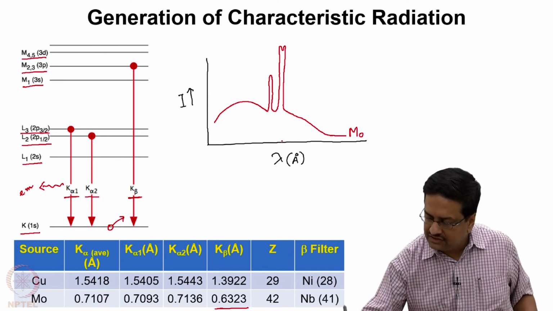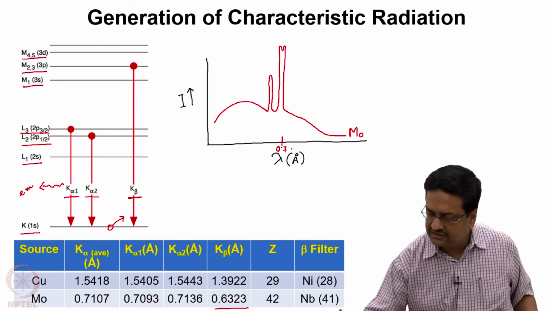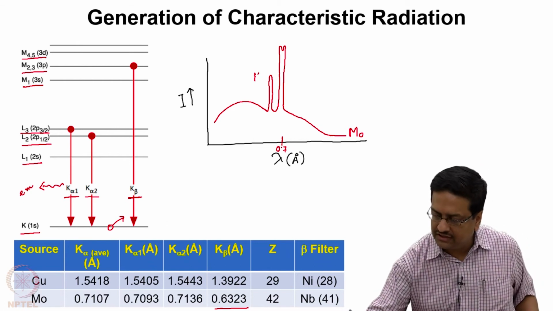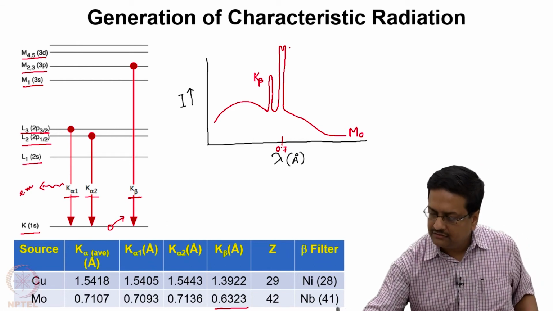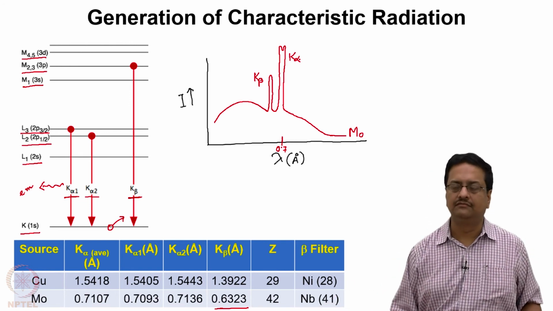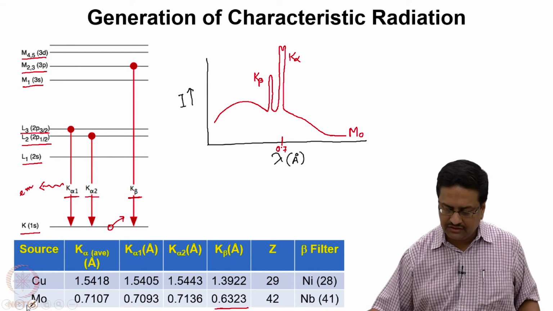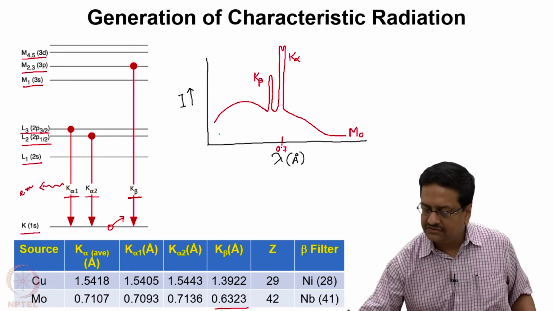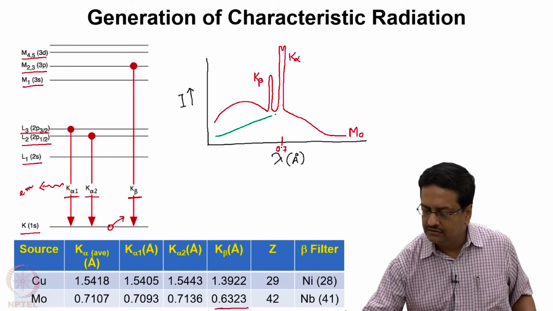So this region is about 0.7. This radiation is K beta and that one is K alpha for molybdenum. If we were using a copper tube, what we would have seen is slightly different.